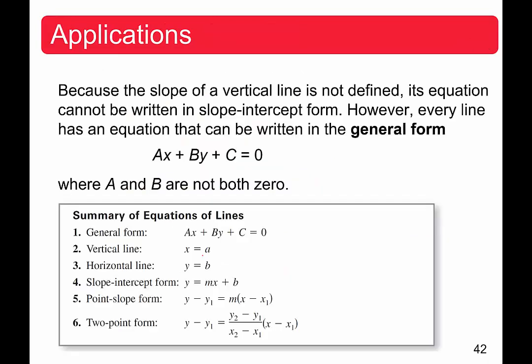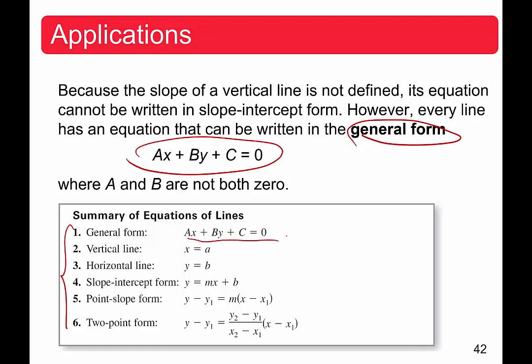And also we have another form called the general form. The equation of the line can be written as ax plus by plus c equals 0. Here a, b are not both zeros. So basically, as a summary of the equation of the line: vertical line x equals a, where a is a constant. Horizontal line y equals b, where b is a constant. We have slope-intercept form y equals mx plus b. We have point slope form, and then we have two-point form. Those are the popular forms of the linear equation.